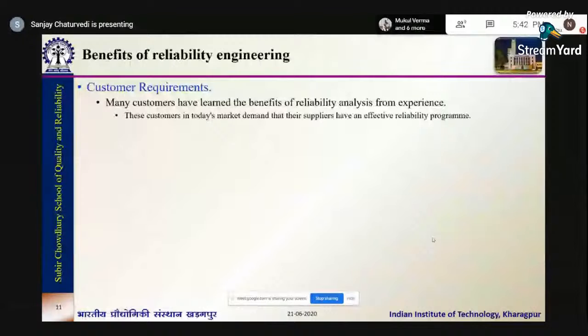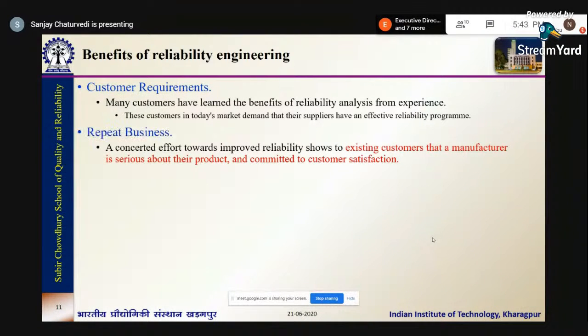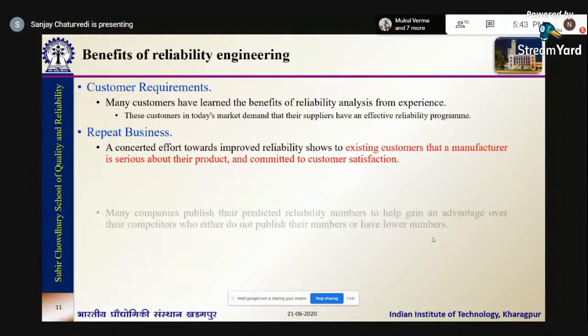Customer is going to believe you once he finds that your system is going to last for the purpose he wants, and there are not many irritating failures which can cause customer discomfort. Another, a concerted effort towards improved reliability shows a distinct customer that a manufacturer is serious about their product. So it's a kind of belief between the customer and the supplier, and this gives repeat business. Once a customer is satisfied with a certain product, he is also satisfied with the supplier. So repeat business is going to happen.